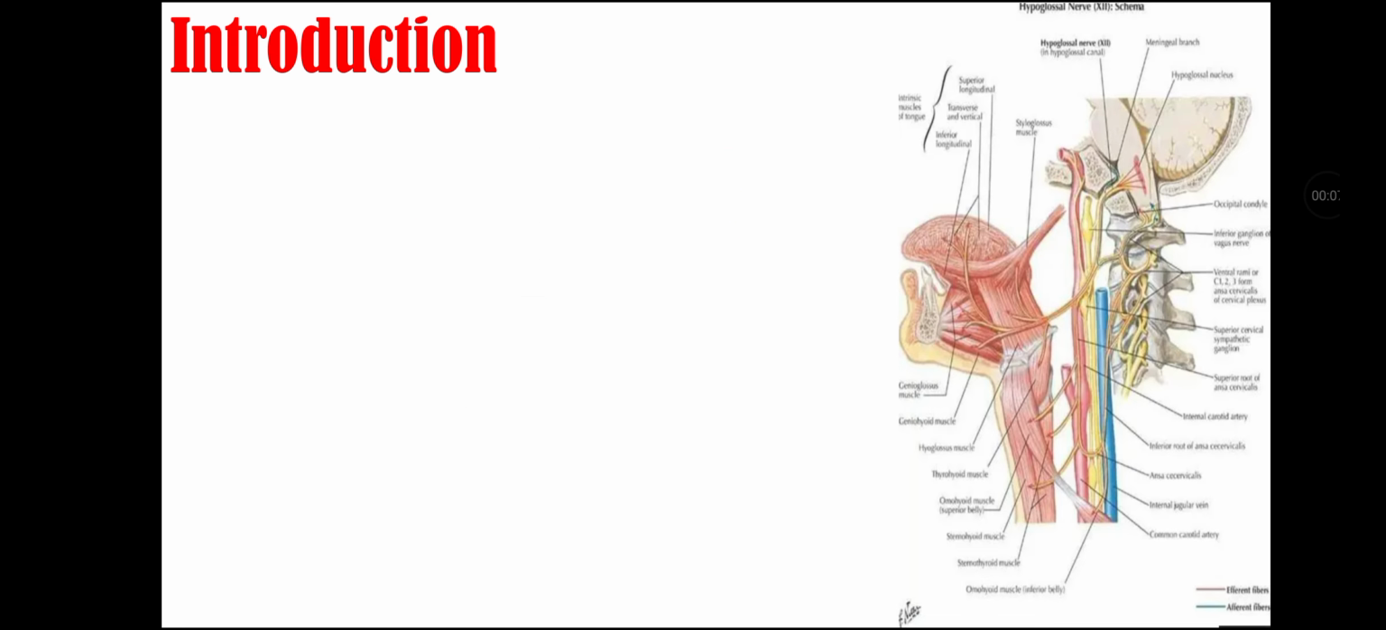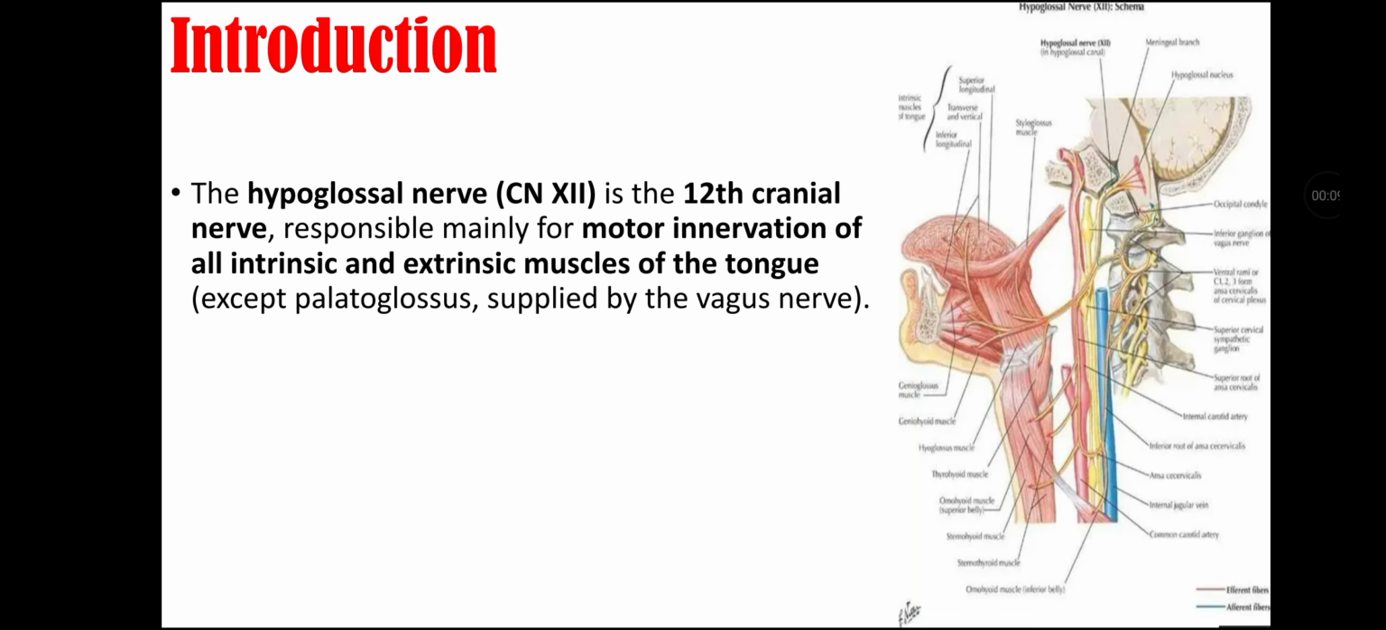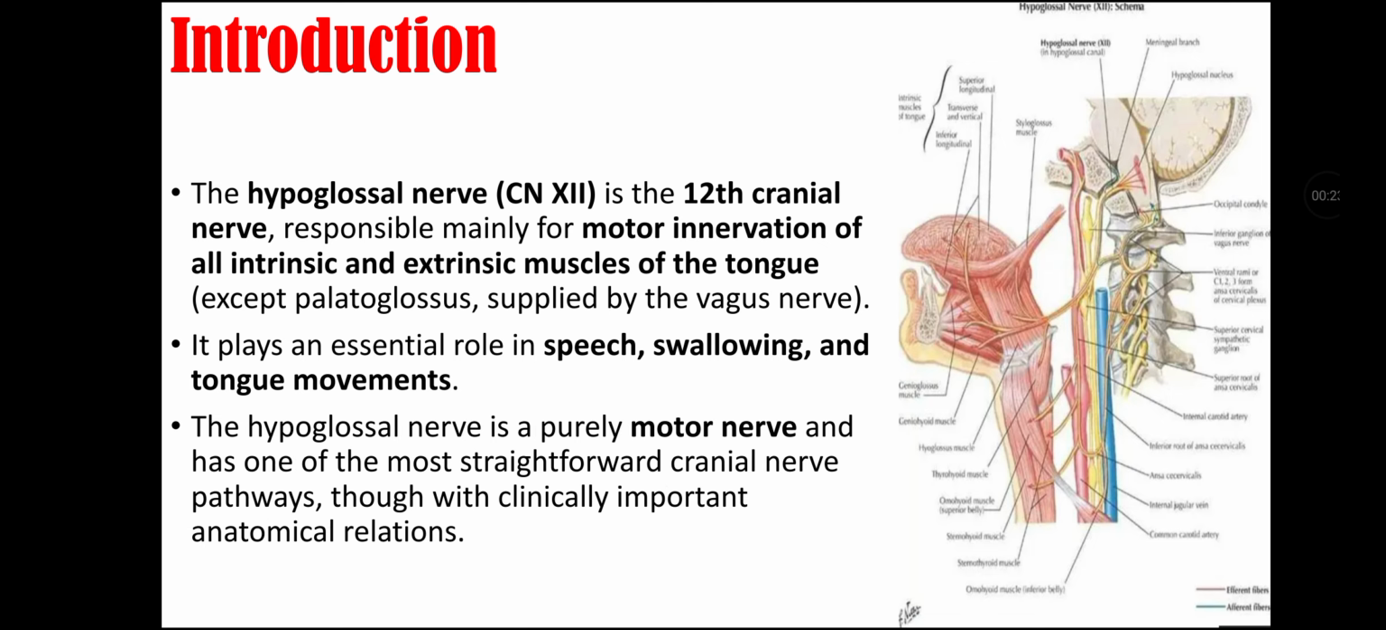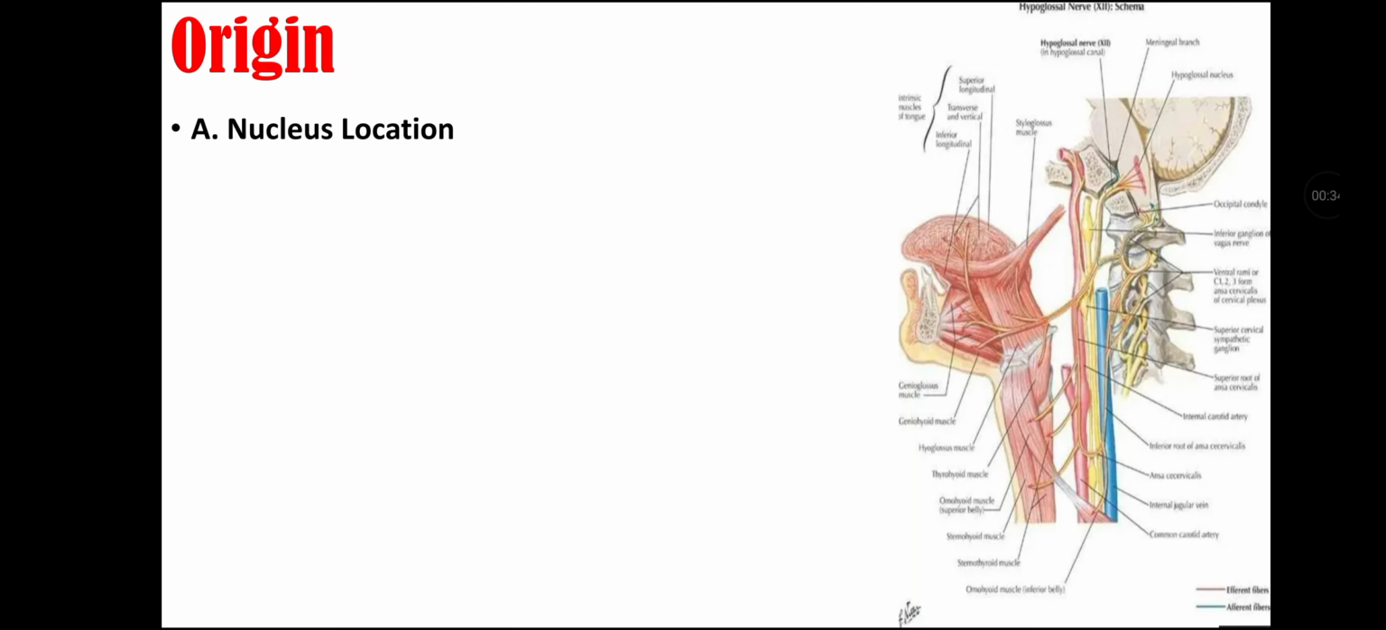So let's start our topic with introduction. Hypoglossal nerve is the 12th cranial nerve that is responsible for motor innervation of all intrinsic and extrinsic muscles of tongue, except for the palatoglossus that is supplied by vagus nerve. It plays an essential role in speech, swallowing, and tongue movements. Hypoglossal nerve is a purely motor nerve and has one of the most straightforward cranial nerve pathways, though with clinically important anatomical relations.